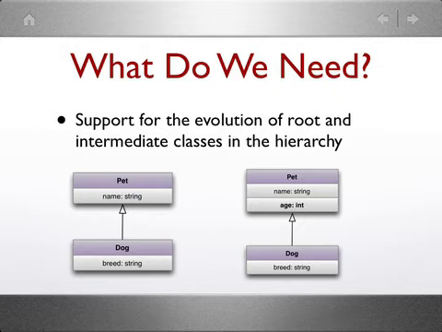So what do we need to fix it? Basically, we need support that will allow us evolution of intermediate classes in the hierarchy. If we want to add an attribute to a Pet class, we need to be able to do that. Because right now, the only thing we can evolve is Dog. Pet has to stay the way it is. If we want to modify Pet, we have to restart the cluster and reload the data. There is no way to preserve any new attributes added to Pet. So we want to do this.